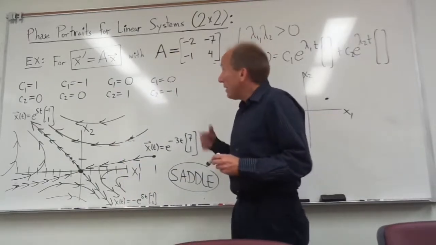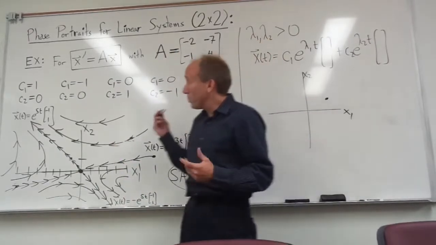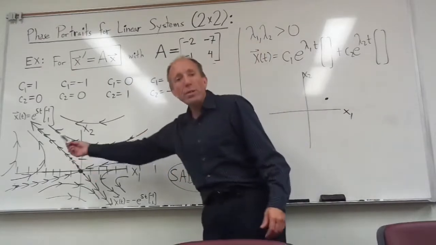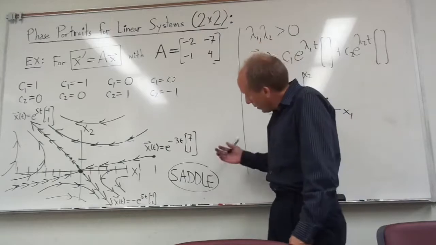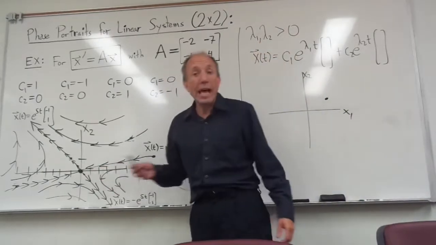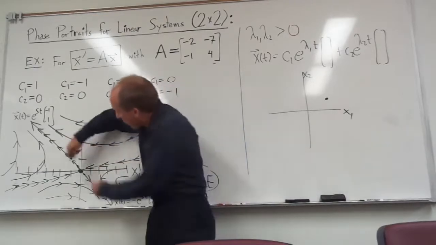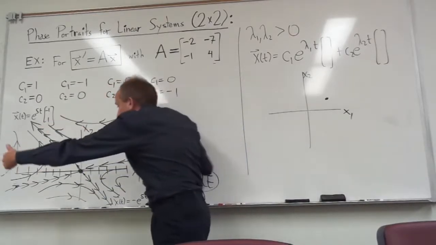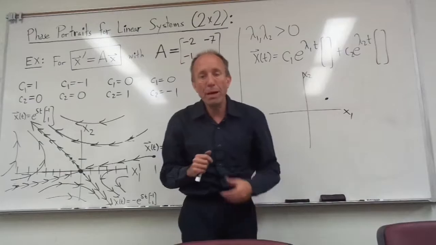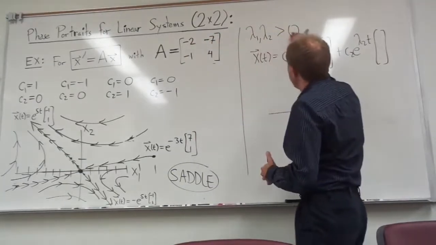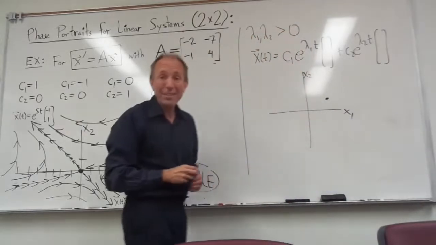In the case where one of the lambdas is positive and one of them is negative, the nature of this phase portrait is it looks like the origin is a saddle point. Because some of the arrows are emanating out from the origin and some of them are coming towards the origin. But another possibility is you could have two lambdas that are both positive.